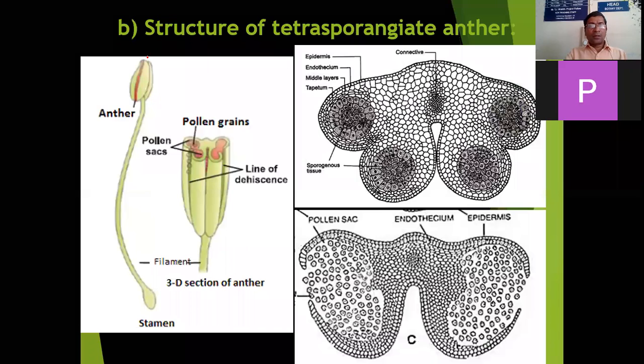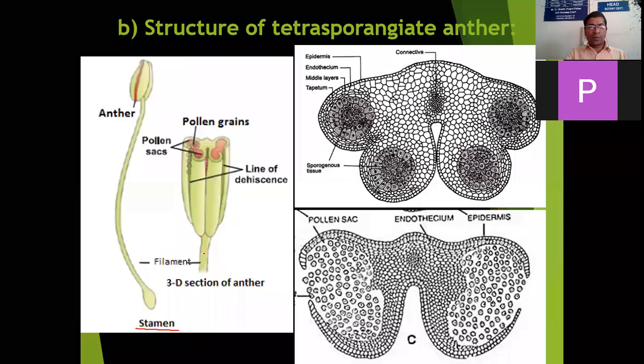Now you know that the single unit of the androecium is called the stamen. The stamen possesses a filament and an anther. So when we take the transverse section of this anther, we will see that usually it possesses two chambers.